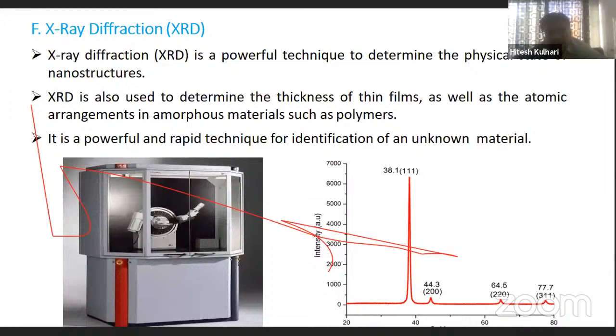For any material, if we do not know it, we can run the spectra, and there are already available spectra. XRD spectra for most of the materials are already available. So we can determine which type of material that particular one is.